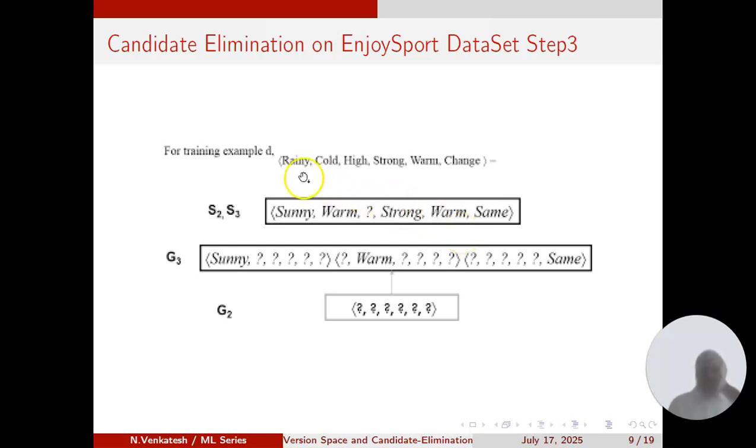Okay. And next, consider the last attribute, that is the forecast, same or change. So for change it should give no. So we'll consider a hypothesis forecast as same, and remaining attributes can take any value. That satisfies all the training examples. So now we will get 3 hypotheses in the general boundary.